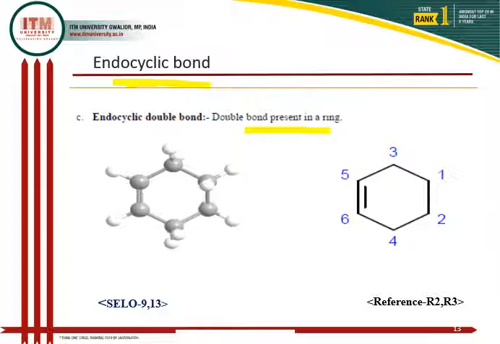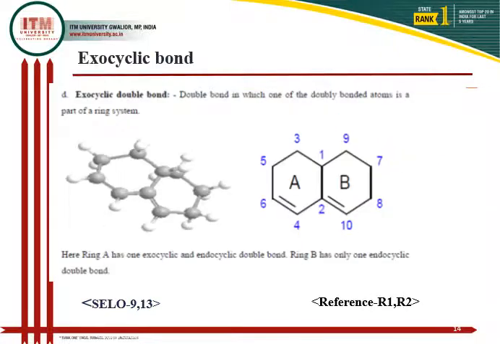So in a conjugation, the endocyclic bond can be understood as the one present in the ring. That bond is called endocyclic. So you have understood the endocyclic bond. Now the exocyclic double bond. How can you differentiate endocyclic from exocyclic double bonds? It is the double bond in which one of the doubly bonded atoms is a part of a ring system. Okay. So here you can see an example.